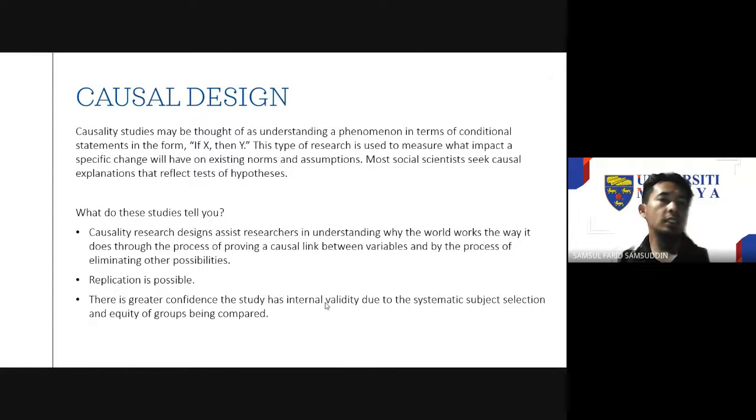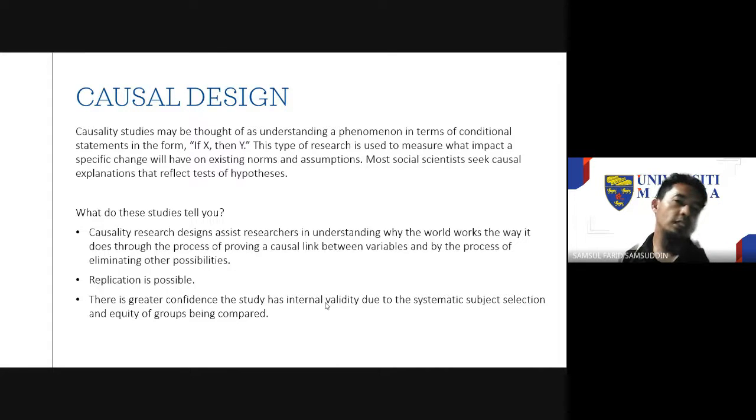Right, this one, causal design. Causality studies may be thought of as understanding a phenomenon in terms of conditional statements in the form if X, then Y. So this is kind of causal. If it is X, then the result could be Y. Then this type of research is used to measure what impact a specific change will have on existing norms and assumptions. Most social scientists seek causal explanations that reflect tests of hypotheses.